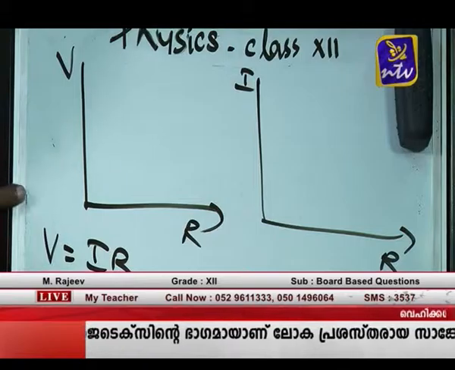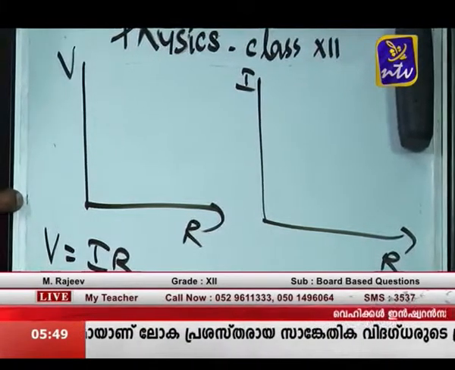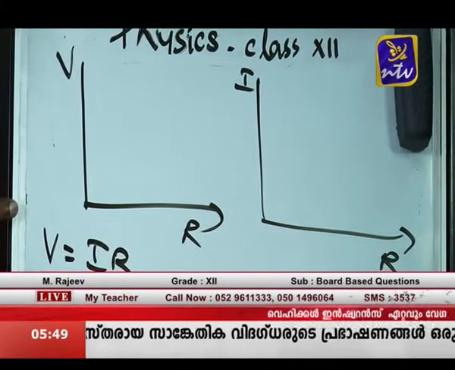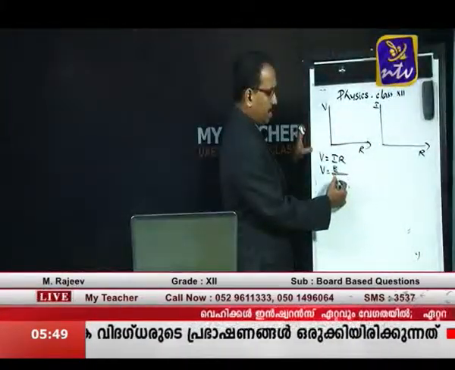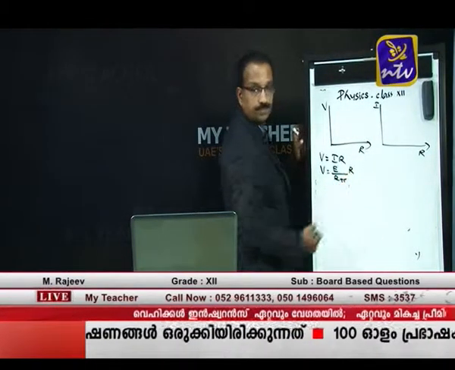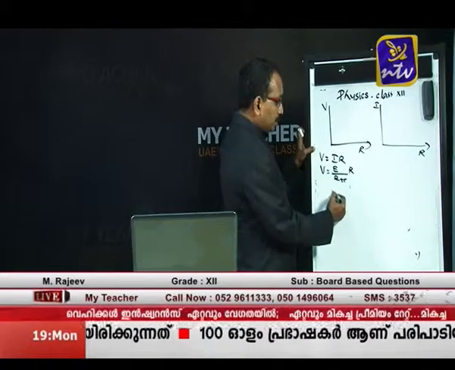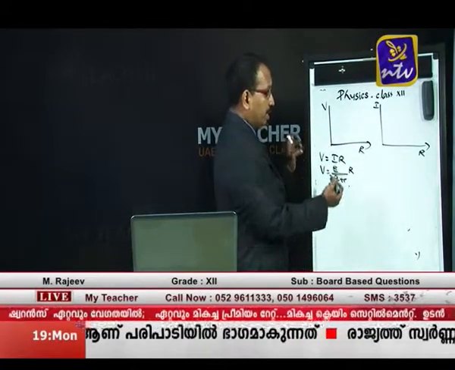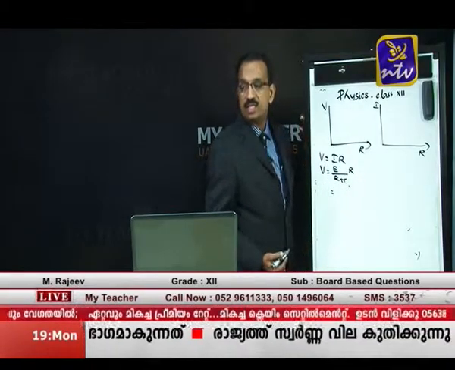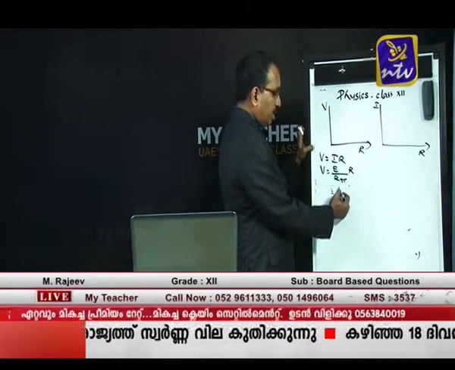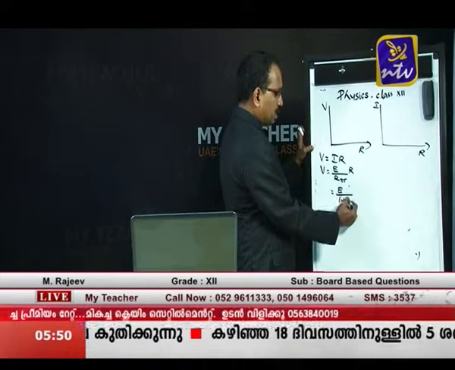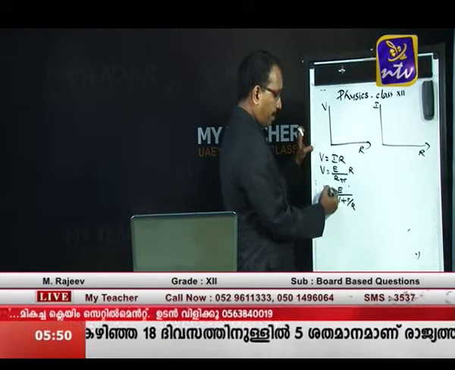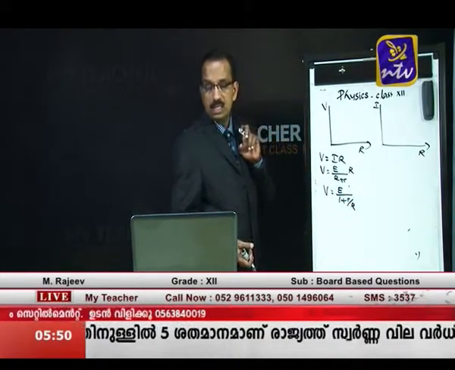So what we should do is replace I in terms of EMF. What will we write? E by (R plus r) into R. But again there is a problem, there are two R's. So we divide both numerator and denominator by R. So what do we get? V is equal to E by 1 plus r by R.